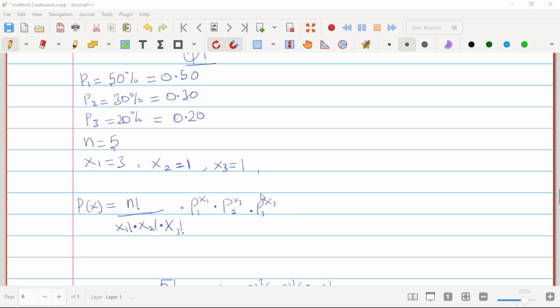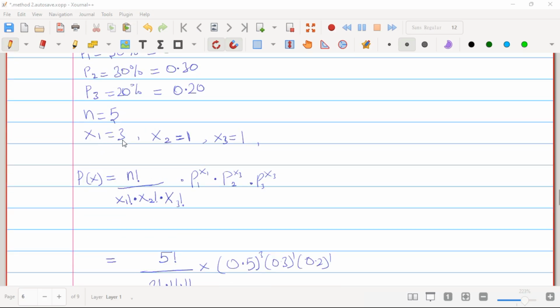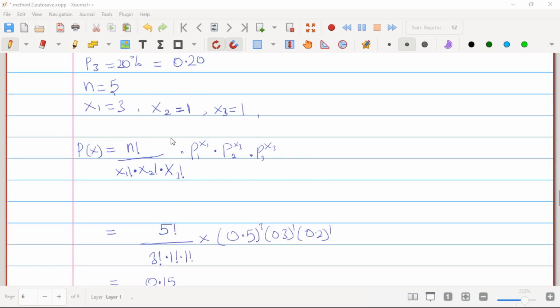Once you come here, you will see that the preambles are being stated clearly, right? So we have P1 to be 0.5, P2 to be 0.3, P3 to be 0.2, and our X1 was given as 3, X2 was given as 1, and X3 was given as 1, right? Here, this is our PMF: n factorial divided by x1 factorial times x2 factorial times x3 factorial times p1 raised to the power x1 times p2 raised to the power x2 times p3 raised to the power x3, right? So there's the PMF we have.